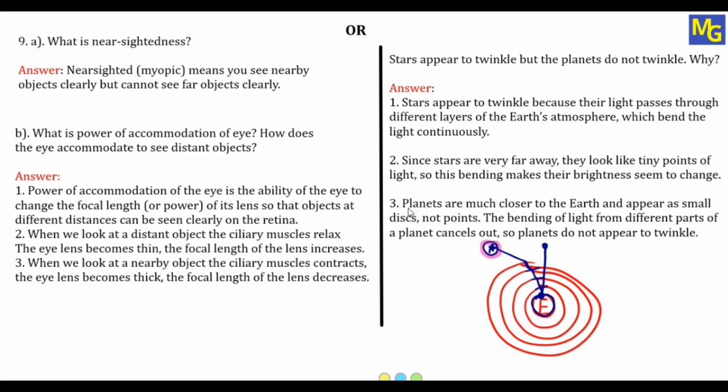But what about planets? Planets are much closer to the Earth and appear as small disks. Stars will appear as tiny points of light, but because planets are very close to the Earth, they appear like a small disk. And the bending of light from different parts of the planet cancels out. Here, because of the smaller distance between the planet and the Earth, whatever bending of light takes place in the light coming from these planets all cancels out, and therefore planets do not appear to twinkle. So this is the answer for this question. Now we'll move on to the next.